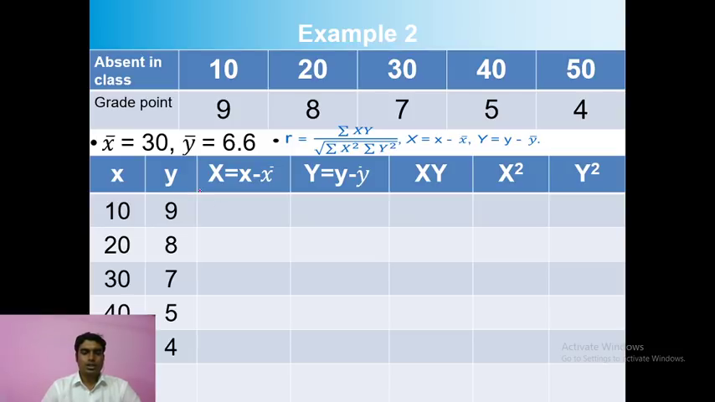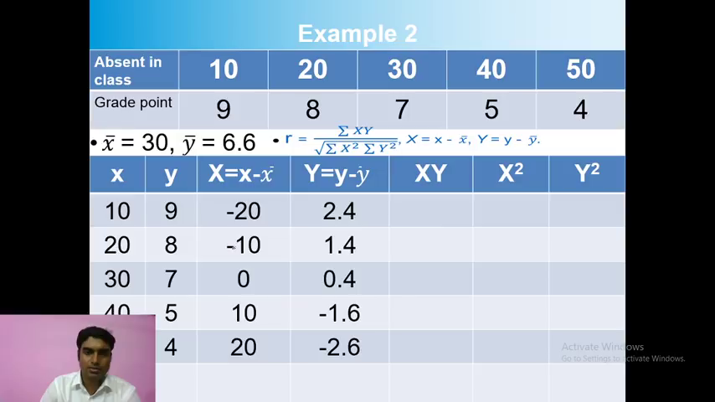Then I change to capital X by using this formula, x minus x bar. So 10 minus 30 is minus 20, then 20 minus 30 is minus 10, 30 minus 30 is 0, 40 minus 30 is 10, and 20, right? Similarly 9 minus 6.6, that is 2.4, 8 minus 6.6, that is 1.4, 7 minus 6.6, that is 0.4, and the last will be this one.